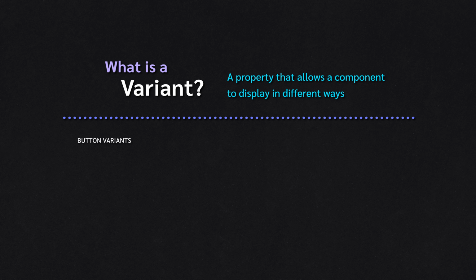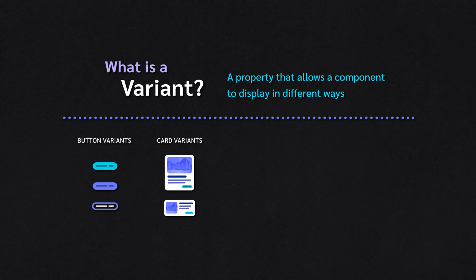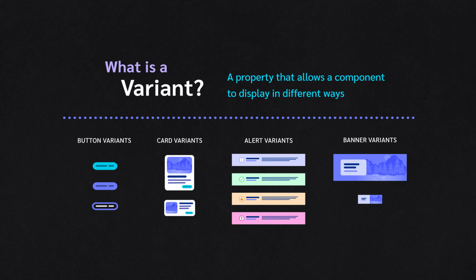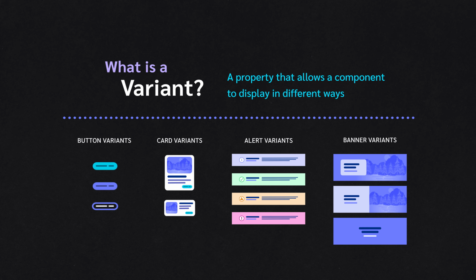Buttons typically have variants such as primary, secondary, and ghost to denote their level of importance. Cards might have vertical and horizontal layouts. Alerts, which may represent a confirmation or a warning, have variants to denote what level of attention they require. Hero banners might have variants that allow for text and photos, or for text only.